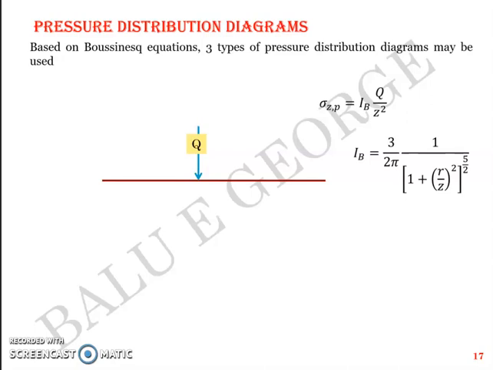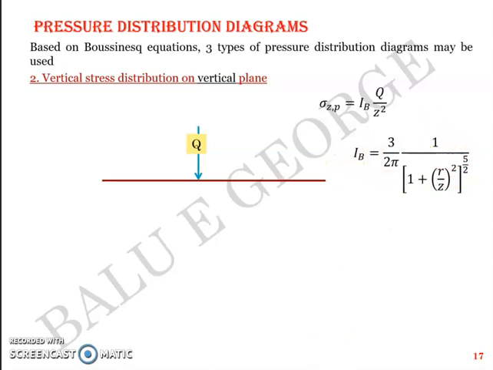Now the other two distribution diagrams are the vertical stress distribution diagram on a vertical plane, which means you have the ground level here and you have a point load Q applied at this point, and the equations which govern the distribution are this, right? Ib into Q by Z square, where Ib is given by Boussinesq.